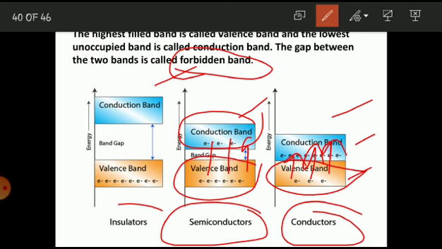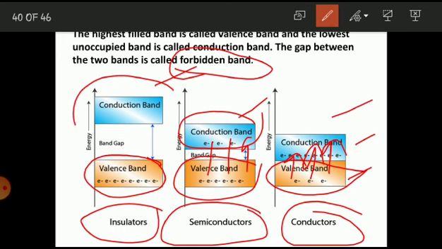Third one, that is insulator. In case of insulator, the valence band is completely filled with electrons and the conduction band is empty. But these two bands are far away from each other. That is called a band gap. In order to shift the electron from the valence band to the conduction band, we require a tremendous amount of energy. But practically it is impossible.